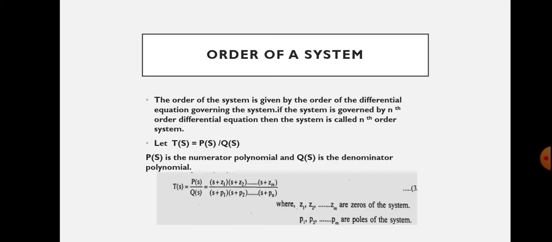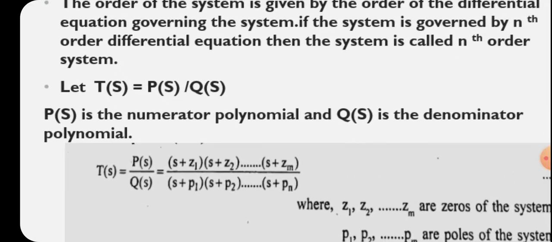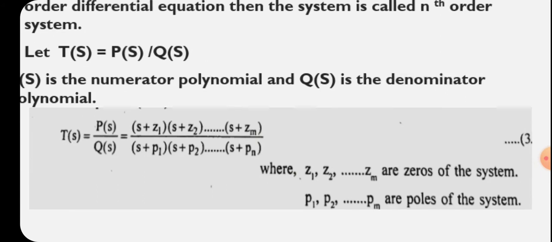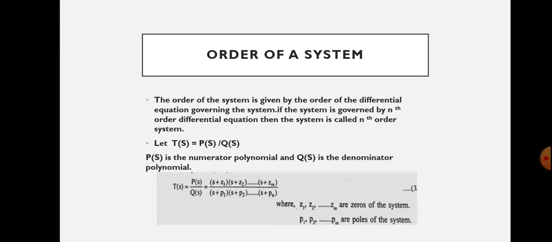See, if s takes the value of a zero, that means s is equal to minus z1, then T(s) will become 0. You can see that. When s takes the value of a pole, that means s is equal to minus p1, then the denominator will be 0, so T(s) will become infinity. So once s takes a zero value, the transfer function will become 0. And once s takes a pole value, then the transfer function will become maximum value, that is infinity.